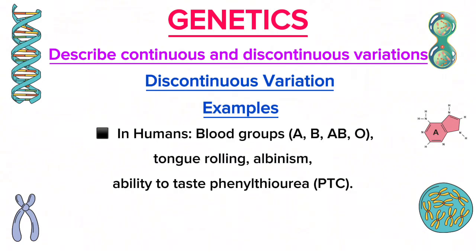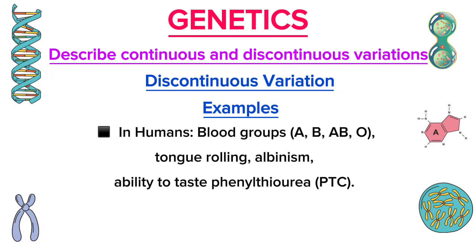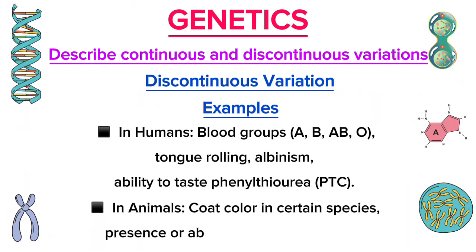For example, in humans, we can see discontinuous variation through blood groups, either A, B, AB, or O. Also in tongue rolling, albinism, or ability to taste phenylketonuria. I hope I've pronounced that well. In animals, we have coat color in certain species. You can clearly see that this animal has this coat color and this one doesn't. Presence or absence of horns in cattle. So I hope you've picked up something from there.